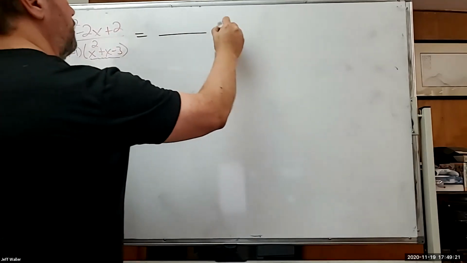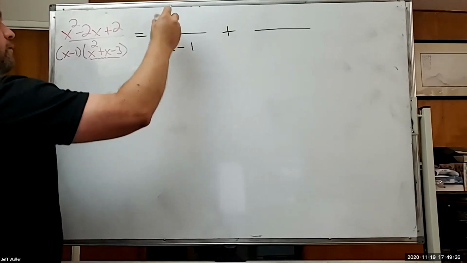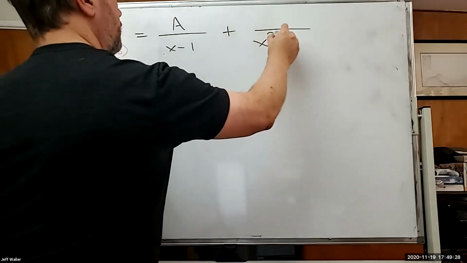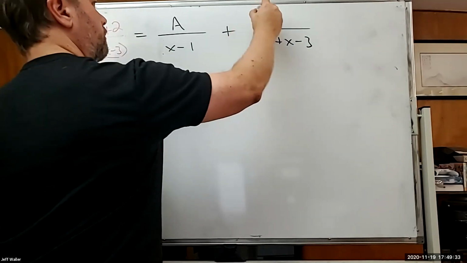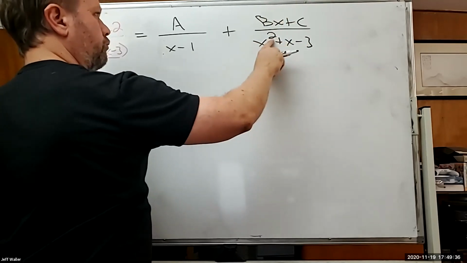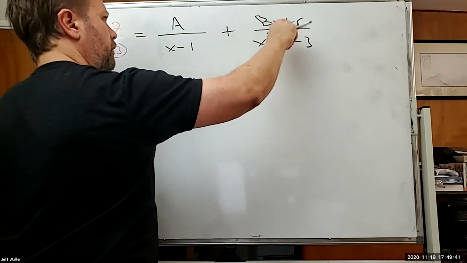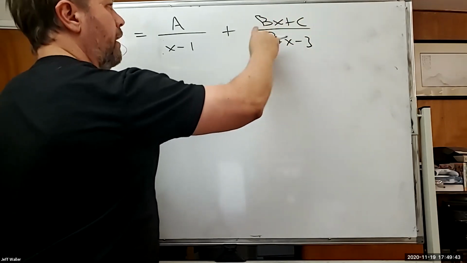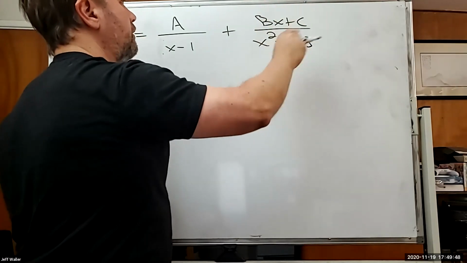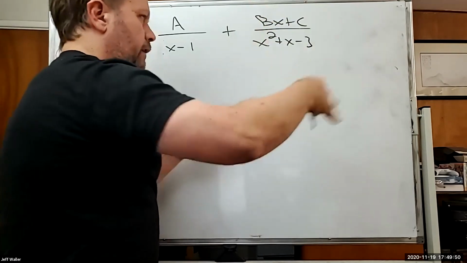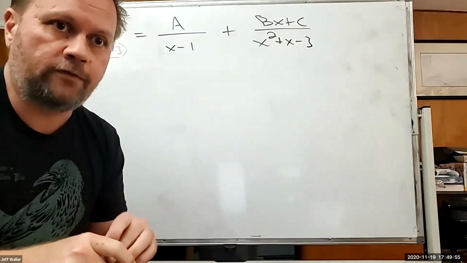So how do I rewrite this? What's going to go over x minus 1? A. I like it. And then what goes over x squared plus x minus 3? Bx plus c. Because this is truly second degree, so the top must be first degree. And again, we might discover that C is 0 or B is 0. We might discover that we don't need one of these, but the math is going to say, oh, it's 0. You didn't need that. But I don't know right now. I've got to cover all the possible things.